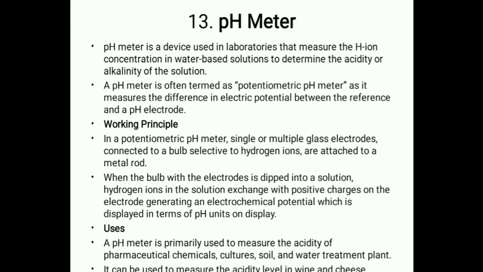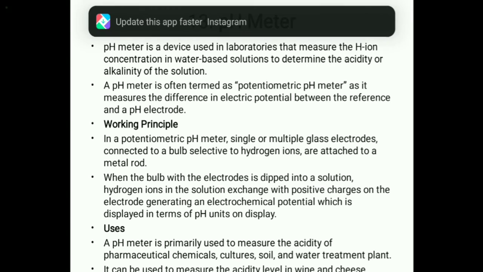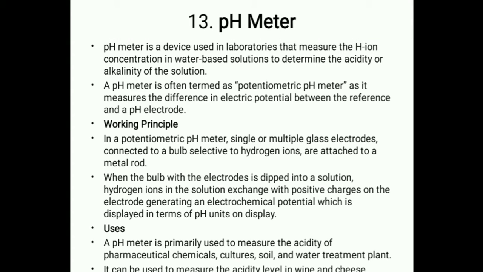Talking about the working principle, in a potentiometric pH meter, a single or multi-glass electrode connected to a bulb selective to hydrogen ion is attached to a metal rod. When the bulb with the electrode is dipped into a solution, hydrogen ions in the solution exchange with positive charge on the electrode, generating an electrochemical potential which is displayed in terms of pH unit on the display.